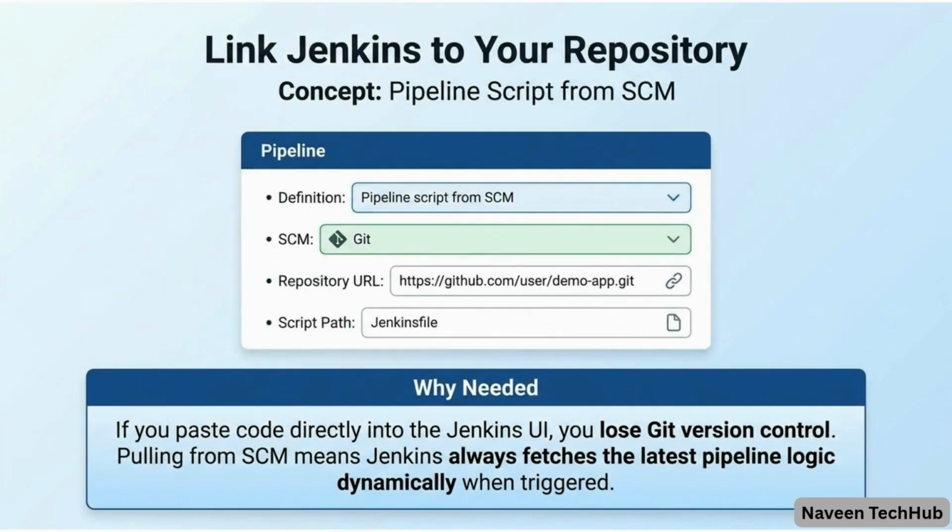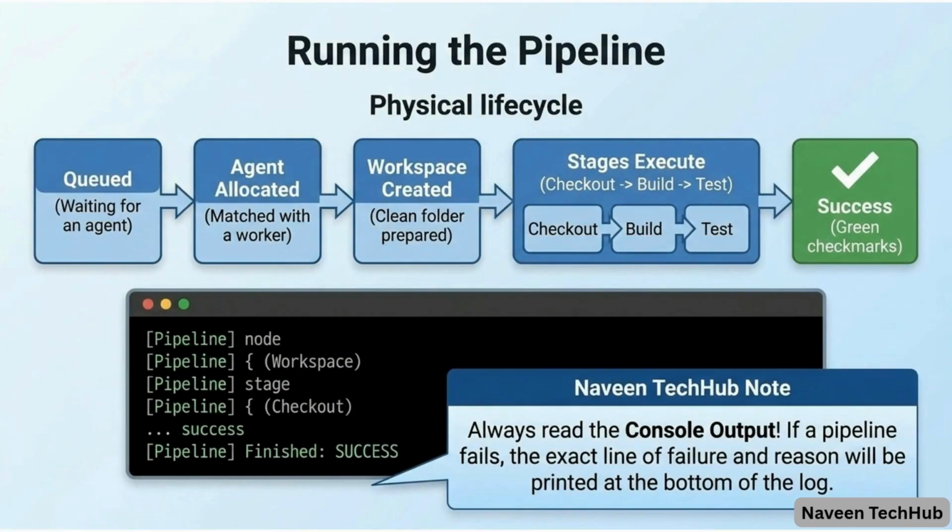Now, let's connect the Jenkins job to the Jenkinsfile stored in Git. We choose Pipeline script from SCM, select Git, provide the repository URL, and specify the Jenkinsfile path. This is better than pasting the pipeline directly into the Jenkins UI because our CI/CD logic remains in source control along with the application.